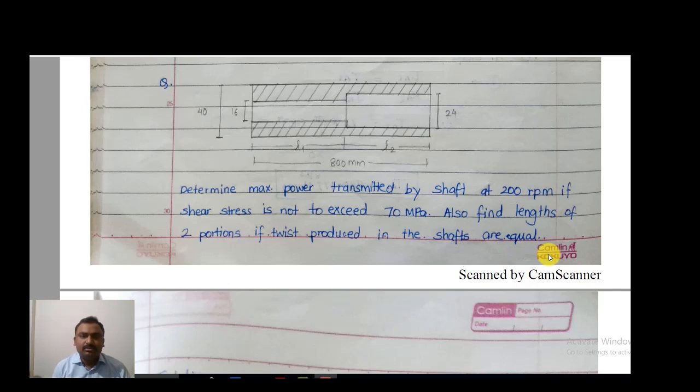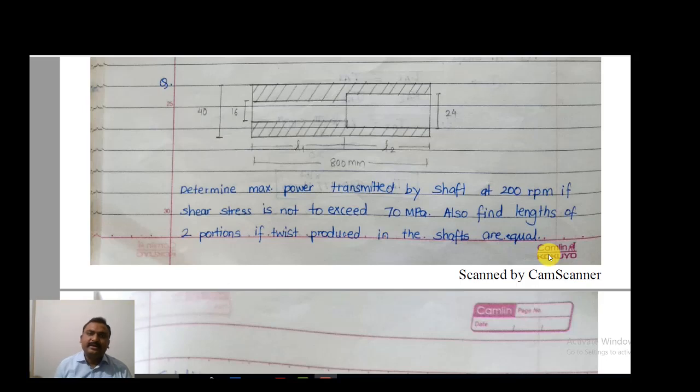Determine the maximum power transmitted by the shaft at 200 rpm if shear stress is not to exceed 70 MPa. Also find the length of the two portions if the twists produced on the shaft are equal. So we need to calculate the torque transmitted by the shaft, and by using that we can calculate the maximum power that can be transmitted. And as the angle of twist in the first portion and second portion is the same, by using that we can calculate the lengths also.